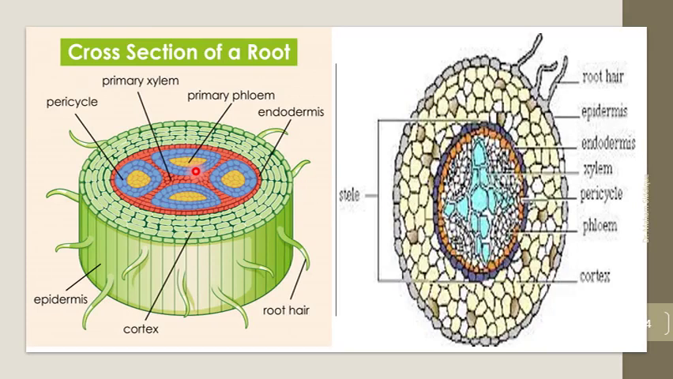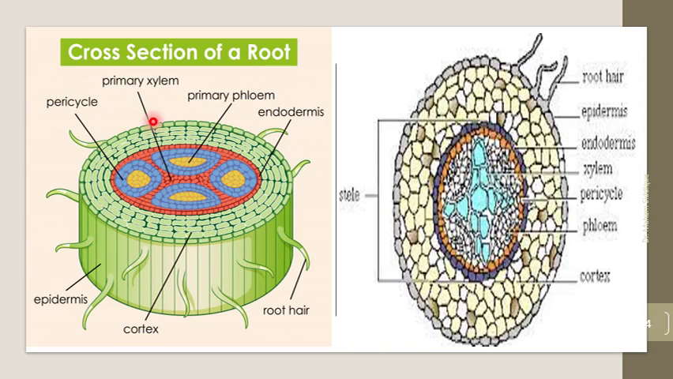This diagram shows the cross section of a root. In this diagram, you can see the outermost layer, epidermis, from which root hairs arise. Next are the ground tissues. Ground tissues include the cortex and the endodermis. Next are the vascular tissues. Vascular tissues are present in the center. These are located as primary xylem in the red color and primary phloem shown by yellow color.